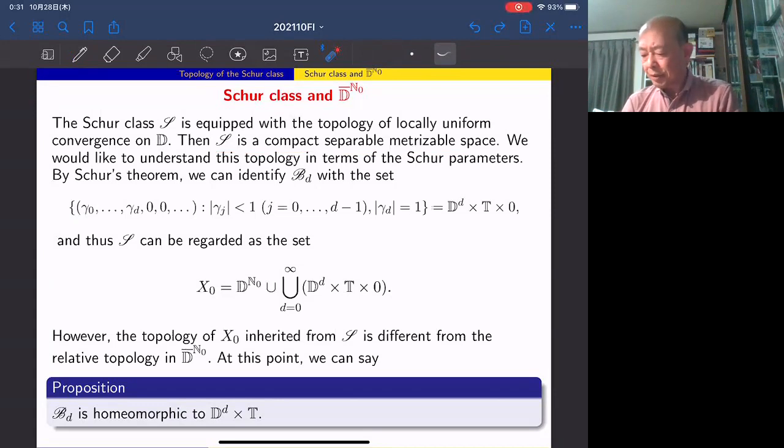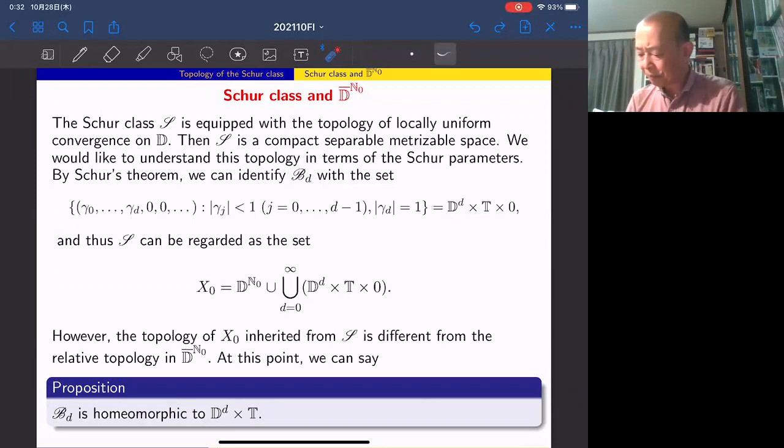And we would like to understand this topology in terms of the Schur parameters. Firstly, we observe that this space, I mean the set of Blaschke products of degree D, may be identified with the set of Schur parameters of this form. Here, the first D parameters have modulus less than 1, and the last one has modulus 1. And this set may be expressed in this form. This was actually implied by Schur's theorem.